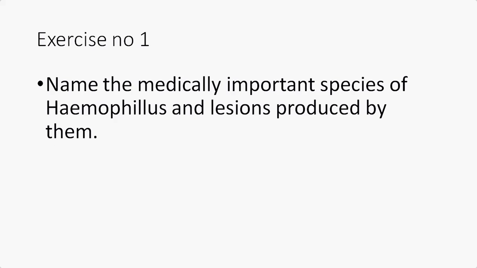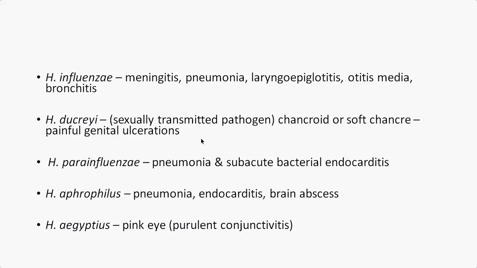Exercise number 1 in this case is: name the medically important species of Haemophilus and the lesions produced by them. The species are Haemophilus influenzae, as I already told you, causing meningitis, pneumonia, laryngoepiglottitis, otitis media and bronchitis. So upper respiratory, along with lower respiratory, and meningitis. These are the three clinical forms where influenzae will be infective.